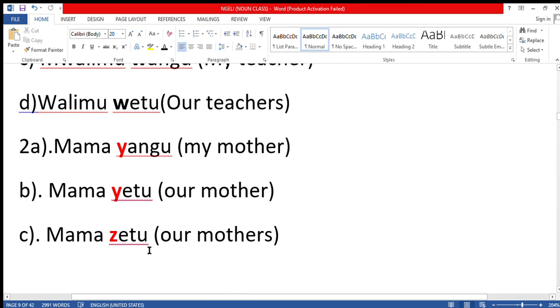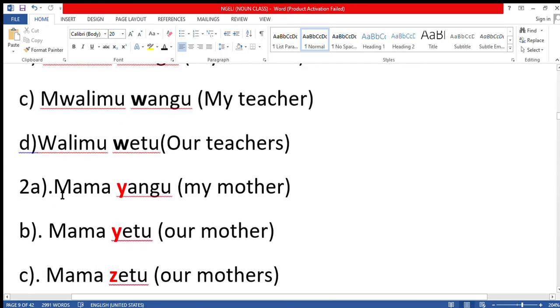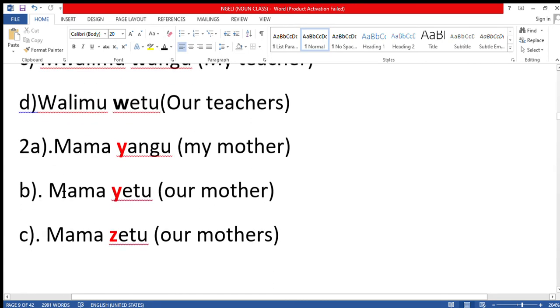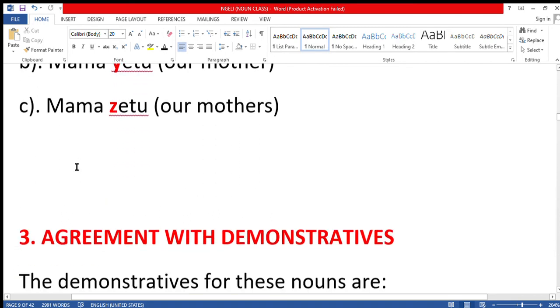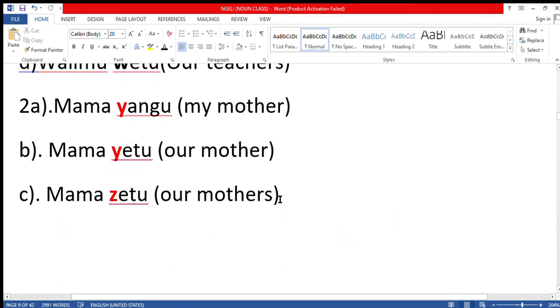Now these family nouns mostly don't have plural forms. They just remain the same. Like when you say baba, father, then baba also means fathers. Mama, mother, mama, mothers. They don't have the plural form. Sawa?